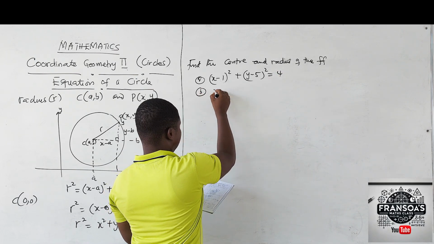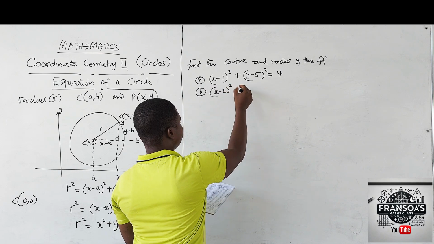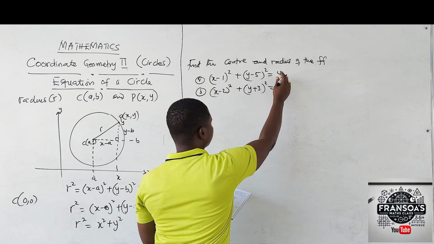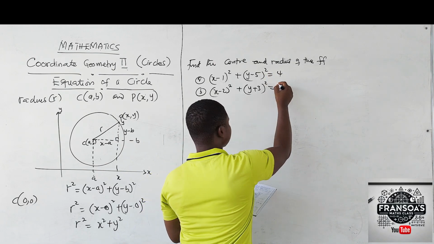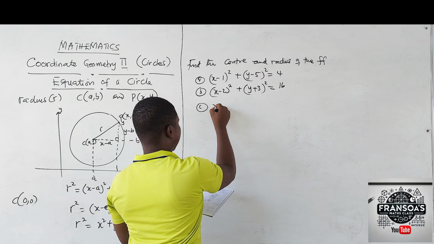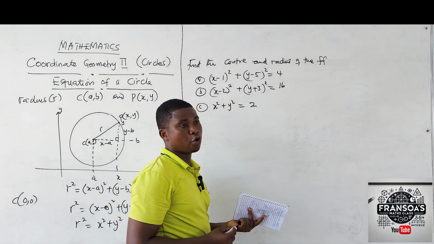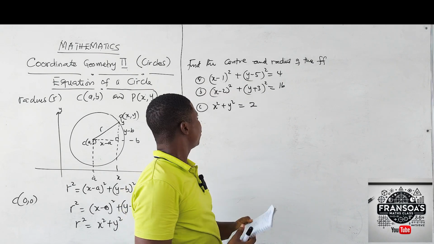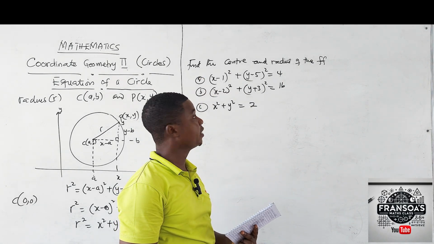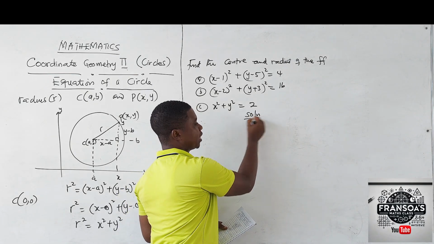B, (x minus 2) all squared plus (y plus 3) all squared is equal to 16. C, x squared plus y squared is equal to 2. So we are going to solve these questions. We've been asked to find the center and radius of the following circles. So let's look at the first one.